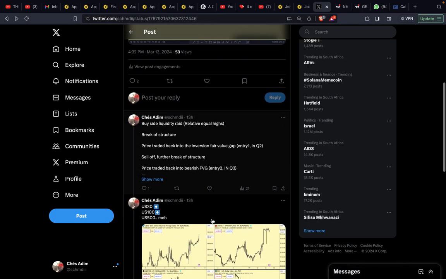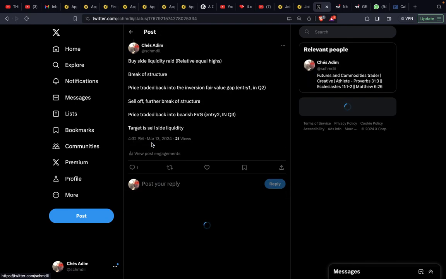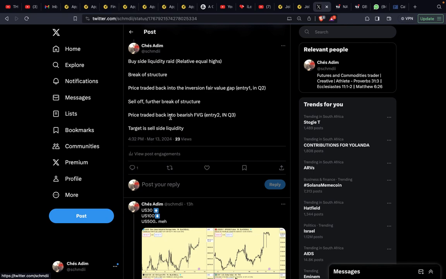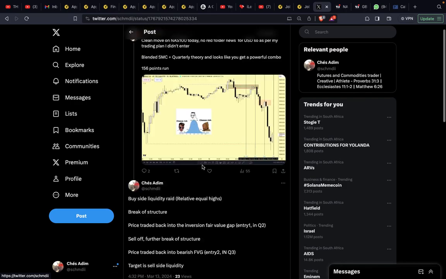So yeah. Buy side liquidity raid, relative equal highs, break of structure. Price tried to break the inversion fair value gap, then traded back into the inversion fair value gap. Entry 1. This is a nice breakdown.